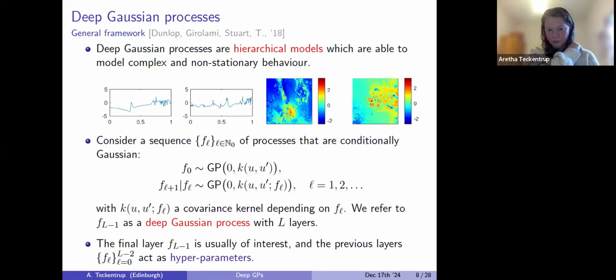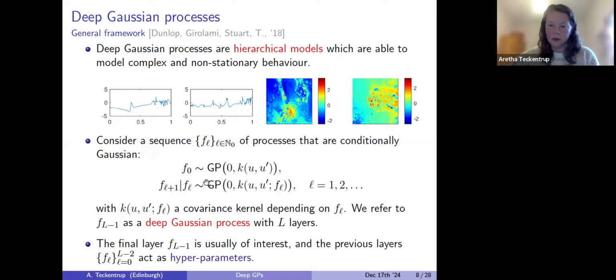We do this through a hierarchical construction. So we now work with a sequence of stochastic processes F_L. For the first process F0, we start with a standard Gaussian process. So F0 is just a Gaussian process with, for simplicity, mean 0 and some covariance function k that we've chosen. F0 could just be a Gaussian process with a Matern covariance function, like we've just seen.